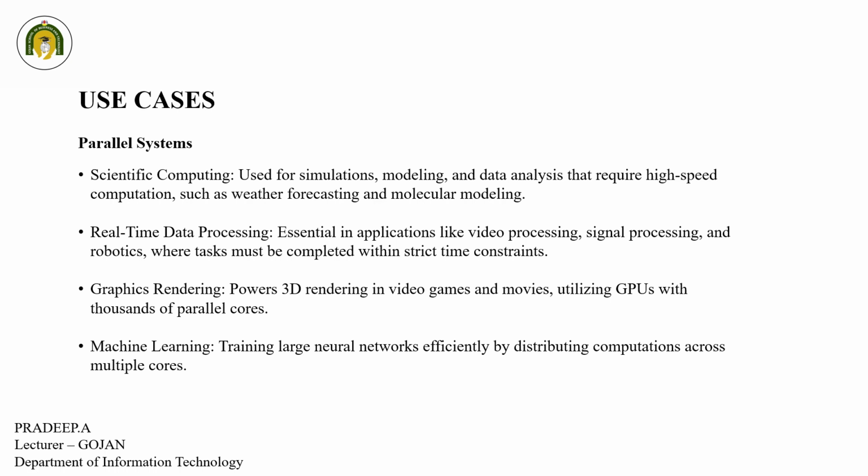Real-time data processing is essential in applications like video processing, signal processing, and robotics, where the tasks must be completed within strict time constraints. Graphic rendering: powers 3D rendering in video games and movies, utilizing GPUs with thousands of parallel cores. Machine learning: training large neural networks effectively by distributing computations across multiple cores.